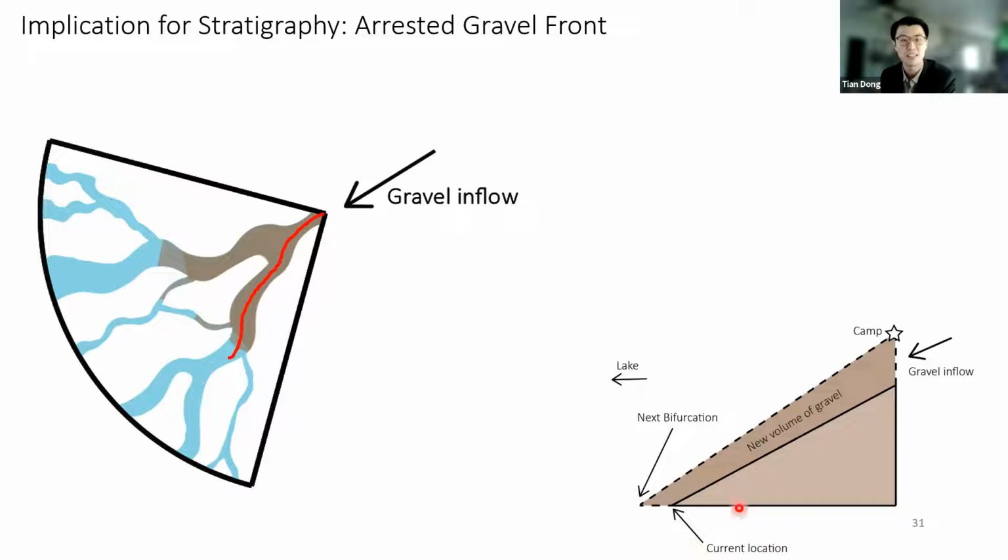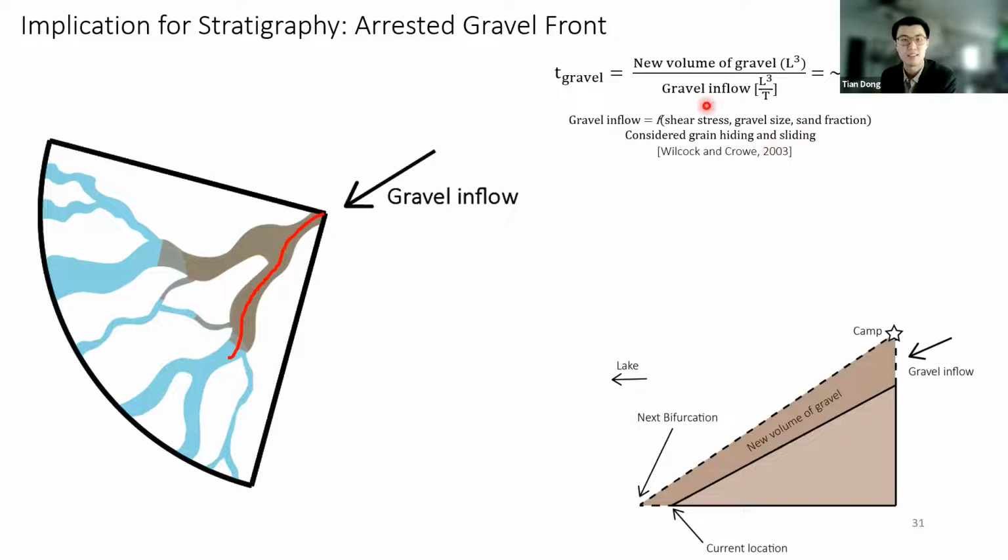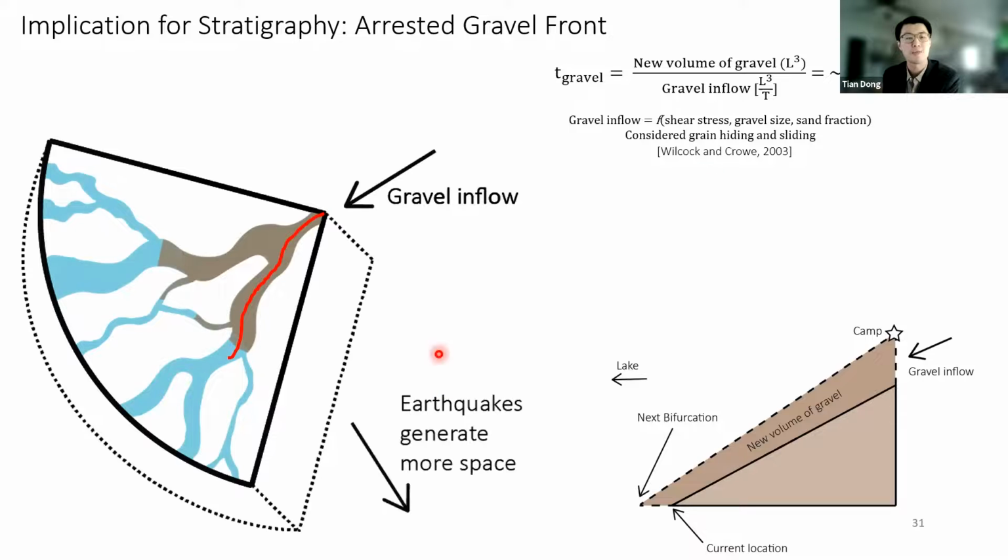And we can constrain how fast this occurs by calculating this gravel timescale. We can calculate the volume required to aggrade to this new slope divided by the gravel inflow. That's roughly about 1,700 years. This is calculated using a transport equation developed by Wilcock and Crowe. We can compare this, because we know that earthquakes generate more space around the delta, and that's about 1,500 years. These two timescales are very similar. So the implication is that the delta creates accommodation at a faster pace than the infilling of gravel.